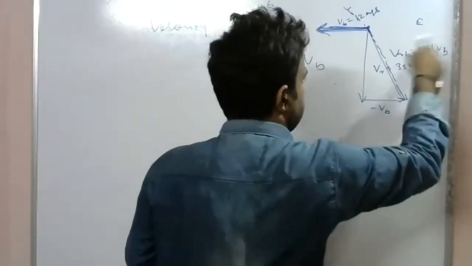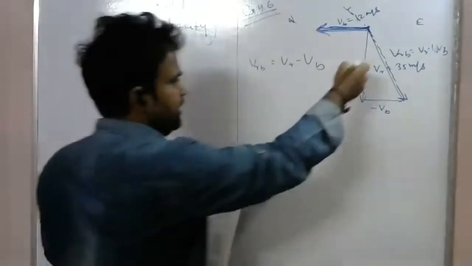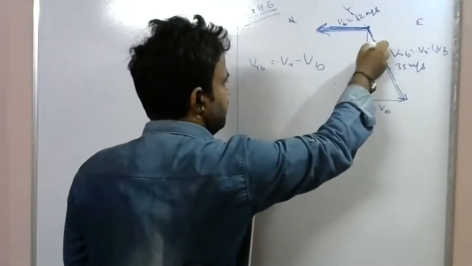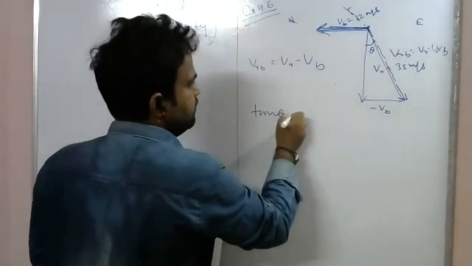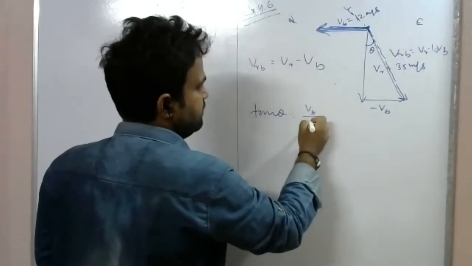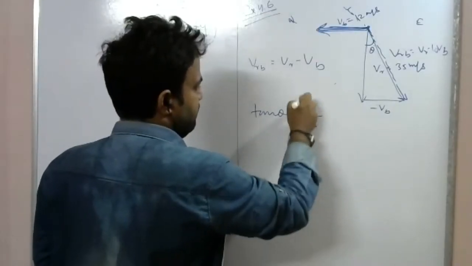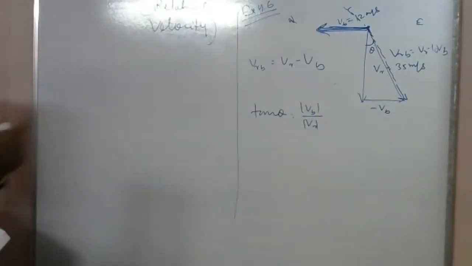Now done. This is just the relative velocity. Now, what will be the angle? Angle again we can calculate. This angle, tan theta, will be VBP by VR. Magnitude you can take, angle you are calculating. So this is the way to calculate.